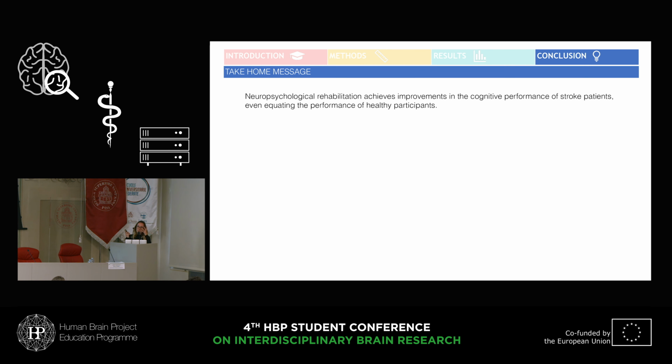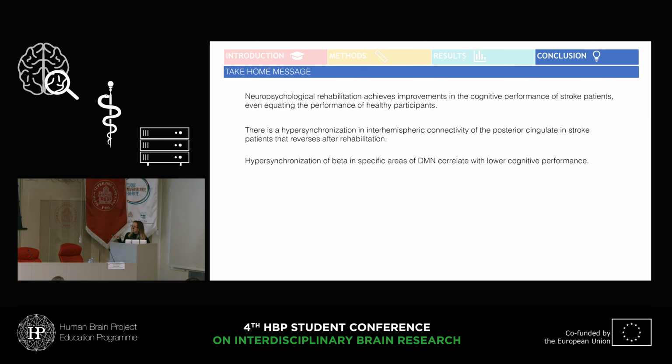And here we have the conclusions to have the ideas more clear. First, neuropsychological rehabilitation achieves improvements in the cognitive performance of stroke patients, even equating the performance of healthy participants. There is a hypersynchronization in interhemispheric connectivity of the posterior cingulate cortex in stroke patients that reverses after rehabilitation. This hypersynchronization in beta in specific areas of the default mode network correlates with lower cognitive performance.